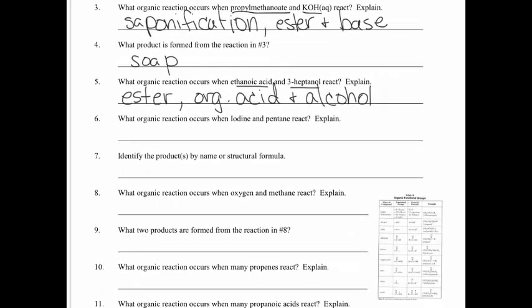Next question, what organic reaction occurs when iodine and pentane react? Really important that you realize that this is an alkane, because there are 2 reactions that look really similar. If this had said pentene, it would have been addition, but since it's pentane, it's going to be substitution. You can justify that because we have a halogen and an alkane. It's substitution because in order to put the halogen onto the hydrocarbon, you would have to remove hydrogens to do that.